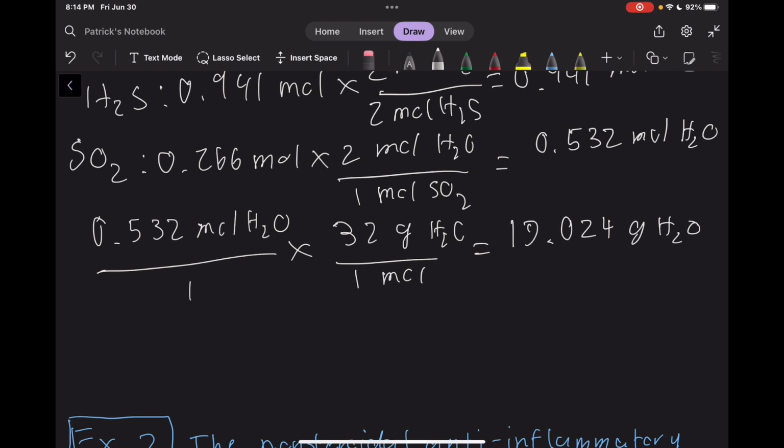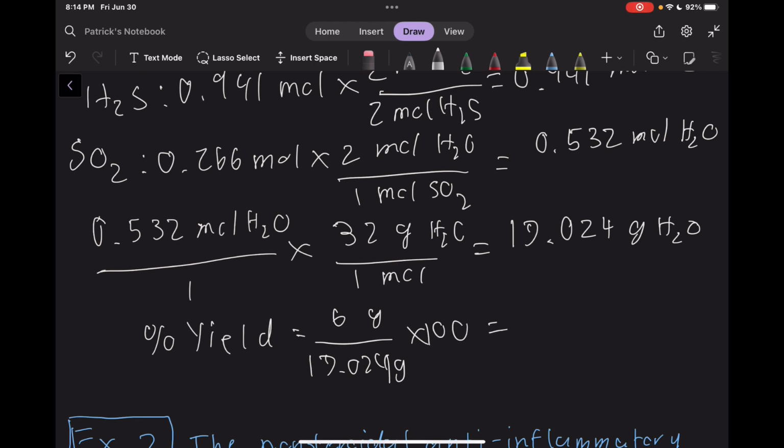This is the ideal yield, the amount we would end up with if everything proceeded according to the chemical equation's plan. Our actual yield is provided in the problem, and it is 6 grams. The percent yield is therefore 6 divided by 17.024 multiplied by 100. The final answer is about 35%.